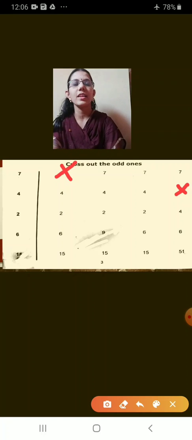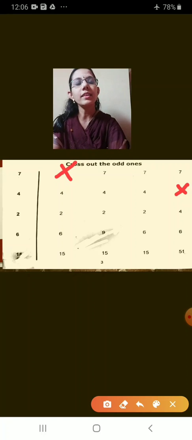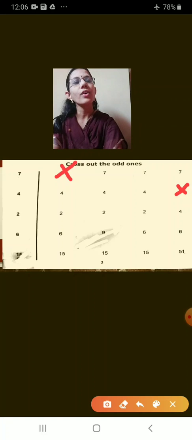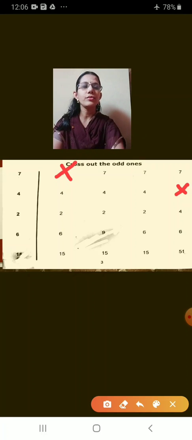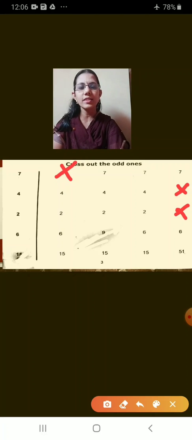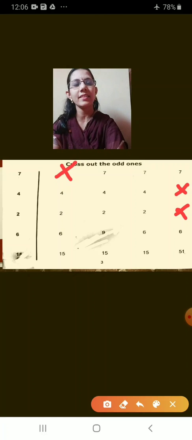Okay. Yes. Come. Proceed. Third line. 2, 2, 2, 4. So all are the same with 2. Which one will we cross here? 4. Cross 4. What is the next line? 6, 9, 6, 6. So which one will I cross here? Who is the odd man here? 9.